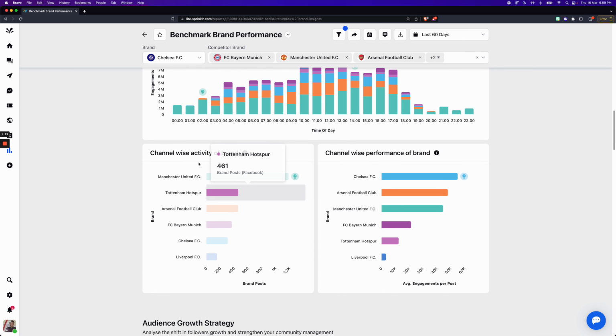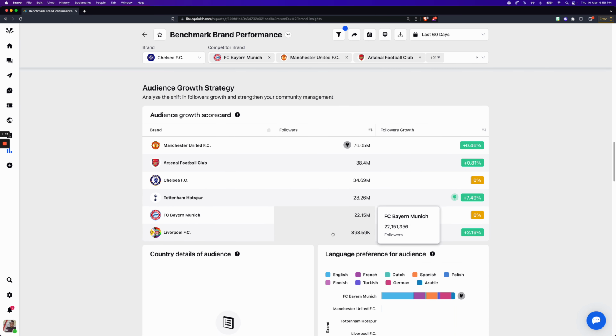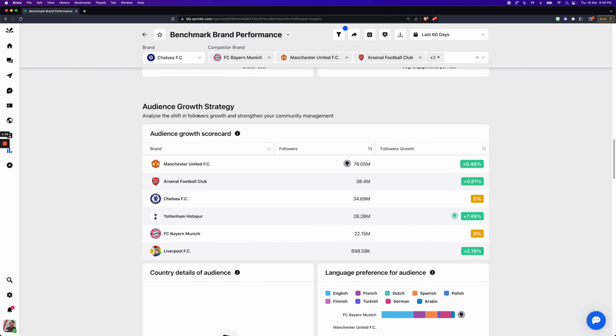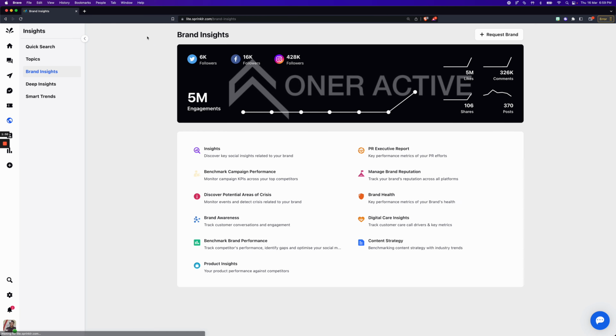You can see channel-wise activity and performance of the brand. We can see an audience growth strategy. So this shows that the highest follower growth has happened over here for Tottenham, 28.26 million followers, and they have a 7.49% follower growth over the last 60 days. This is just one report that highlights the benchmarking capability.